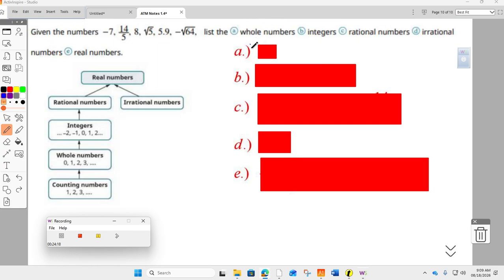So of these 1, 2, 3, 4, 5, 6 values, can you tell me which numbers are whole numbers? Noah? -7? So look at whole numbers. What does whole numbers start with? 0, right? So -7 is not a whole number, right? 8. Yeah. 8 is the only whole number there.